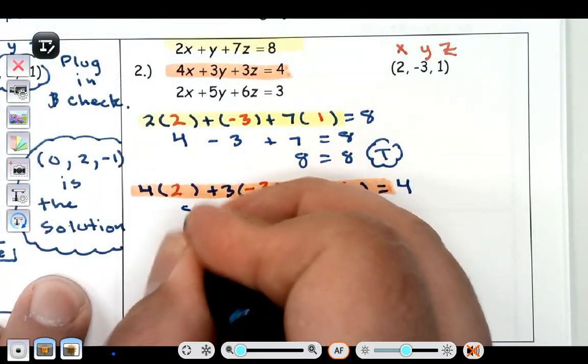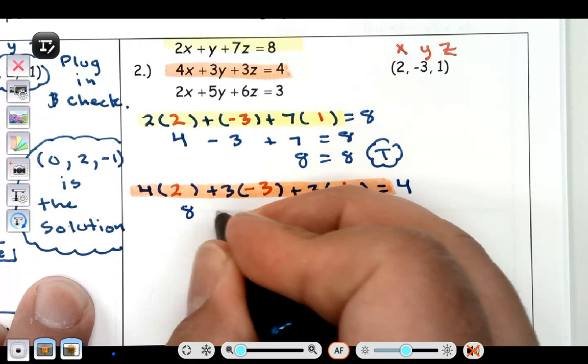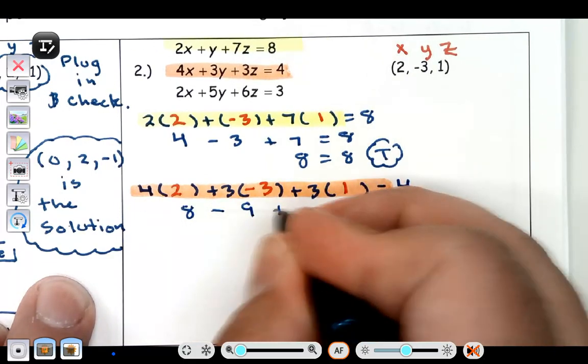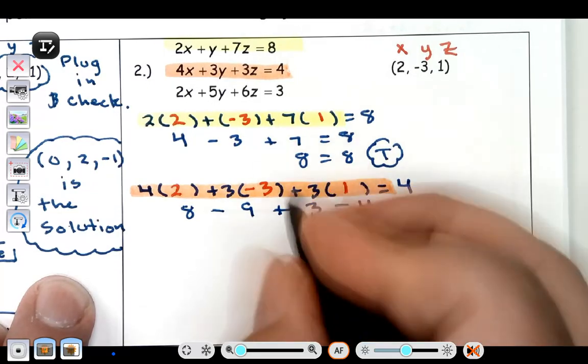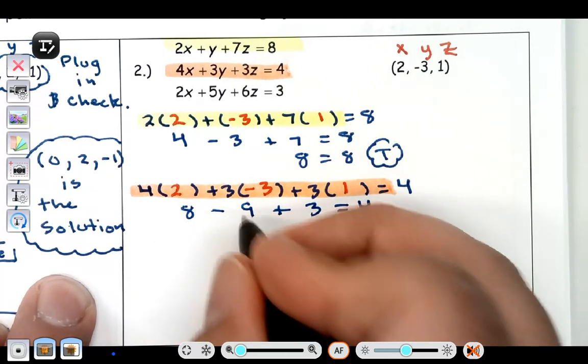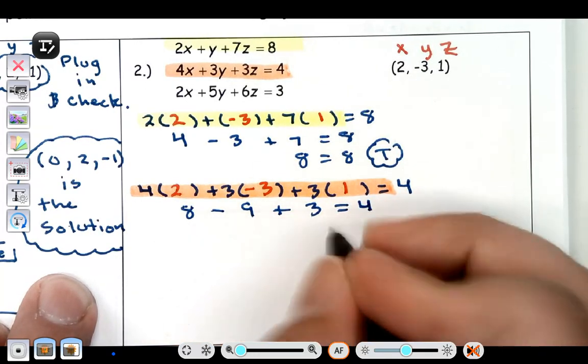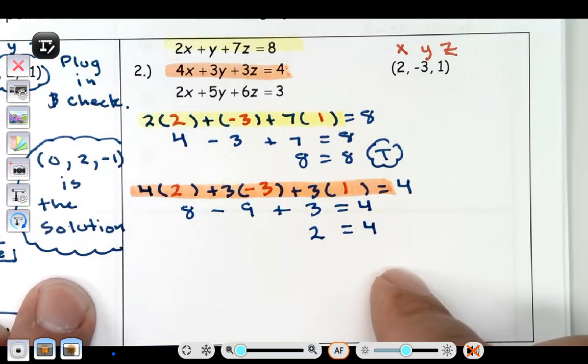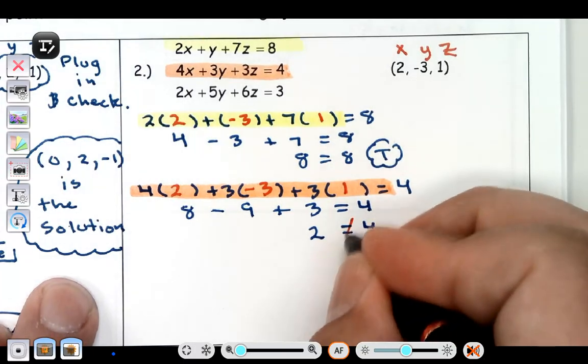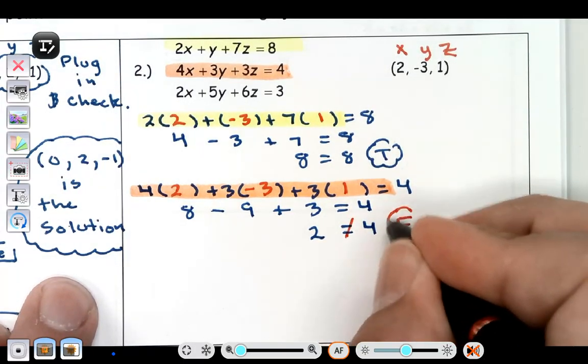4 times 2 is 8. 3 times -3 is -9. Plus 3 is equal to 4. So when I do the math here, 8 and -9 is -1. -1 plus 3 is actually a 2. So the question is, does 2 equal 4? Not at all. We have our first false statement.